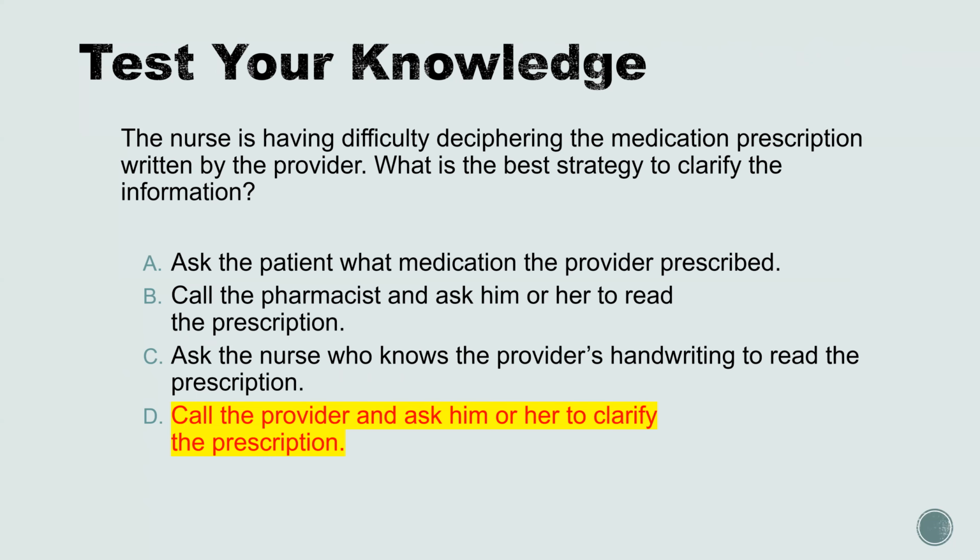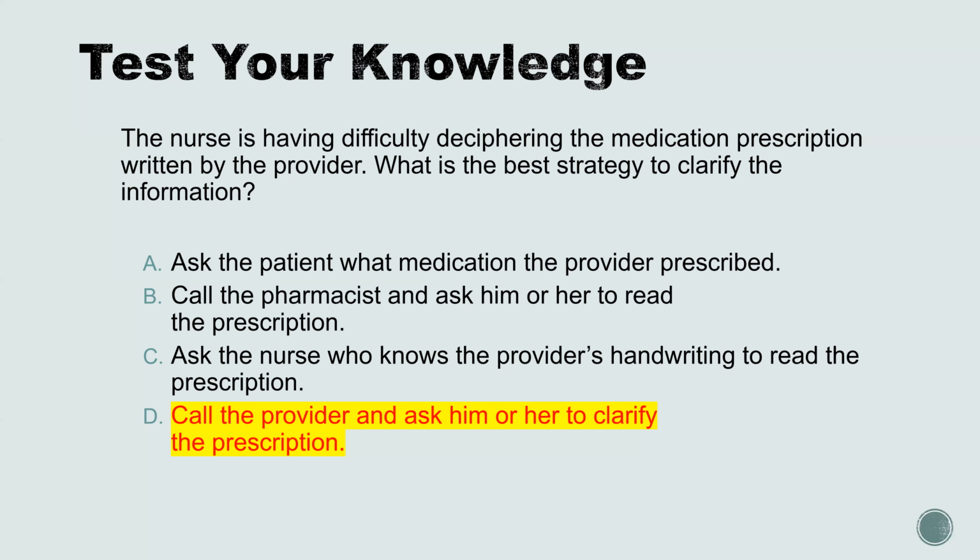The only option that does not allow room for error is D, right? So let's play a curveball with this one. Let's say that you called the doctor and he's less than helpful and he's super mad at you and he says, stop bothering me, just read the prescription. He hangs up on you. So what's your next move?